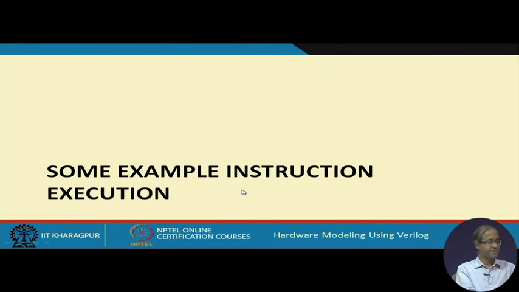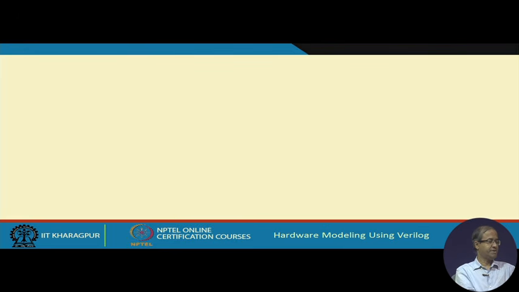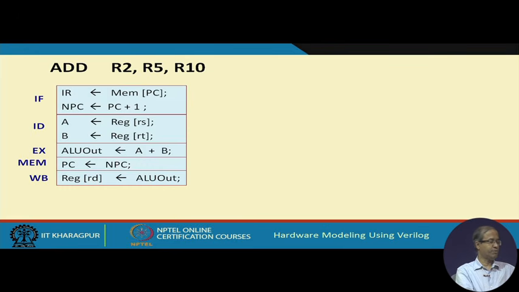Now, let us look at some instruction execution in completion, a complete set of micro operations. If you look at this, you will understand what is happening. Take this instruction, add R2, R5, R10. So, R5 and R10 are added, and the result is stored in R2. Let us see in the 5 stages what is happening. For IF, you are fetching this instruction in IR and incrementing PC, which goes to NPC.